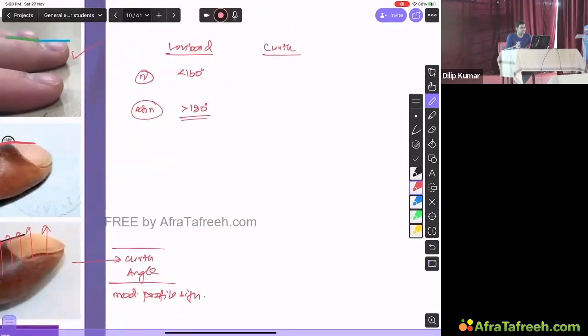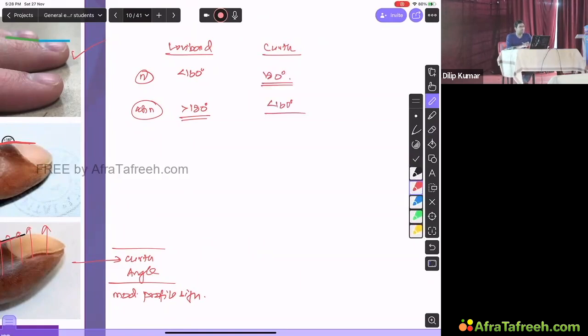On the other hand, Curth angle, normally it should be more than what? 160 degree. Anything less than 160 degree is what we call abnormal. So normally, ideally, it should be around 180 degree. Normal Curth angle is 180 degree. If it's less than 160 degree, it is abnormal. So very different. Even the definitions are different.